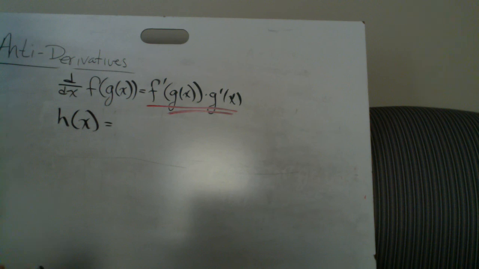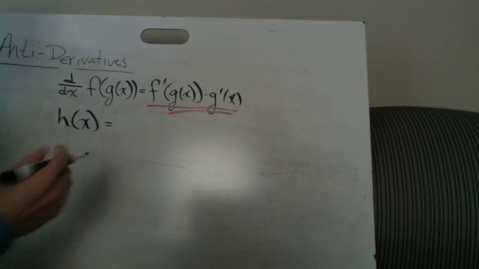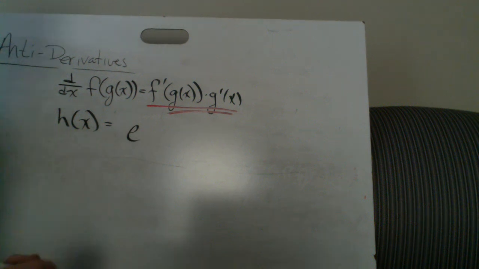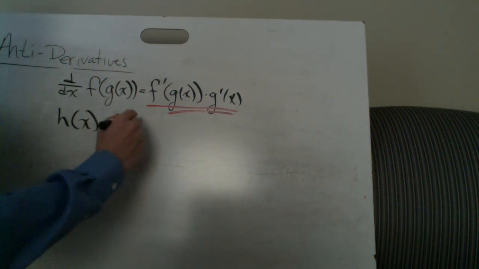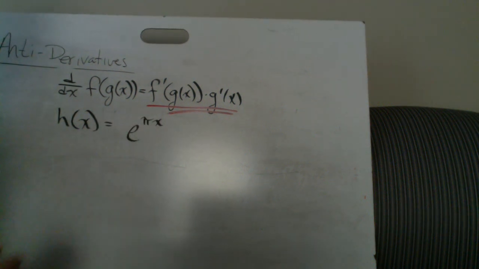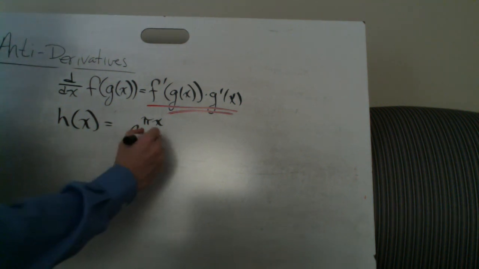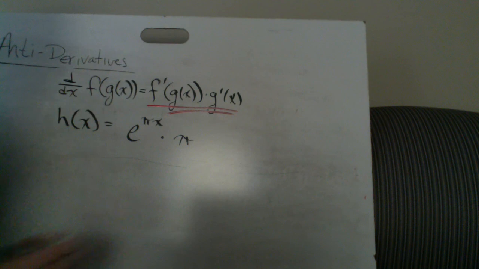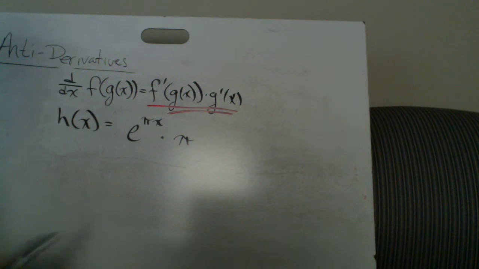Let's say h of x happens to be, I don't know, something like e to the power of pi x times pi. This is a more basic one, but it still follows the same properties. So hopefully you can figure out how to take the antiderivative of this one just by using the formula and what we've chatted about in this video.